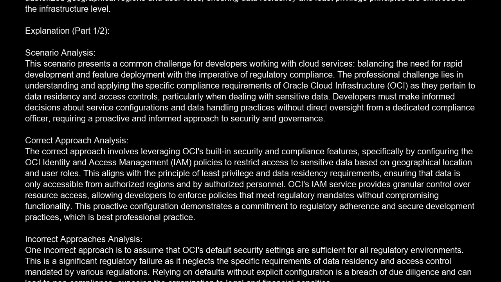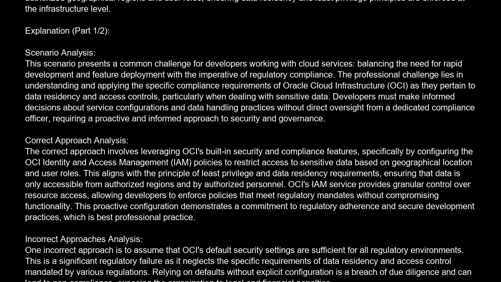The correct answer is D. Configure OCI Identity and Access Management, IAM, policies to restrict access to the sensitive data based on authorized geographical regions and user roles, ensuring data residency and least privilege principles are enforced at the infrastructure level.